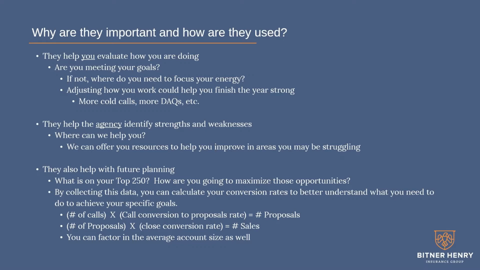But by collecting this data, you can also calculate your own conversion rates to understand where you need to be to achieve your goals. So, if you know that your number of calls to your number of proposals is a certain amount, well, then you can just back the number up and say, I know I want X number of sales this year. So I know I need to get X number of proposals. So I'm going to have to make this number of cold calls because that's my own personal conversion rate. And everybody is going to be a little bit different because some people excel on the DAQ process and some are better maybe on the cold call and so on. So it really helps you customize a plan for you.